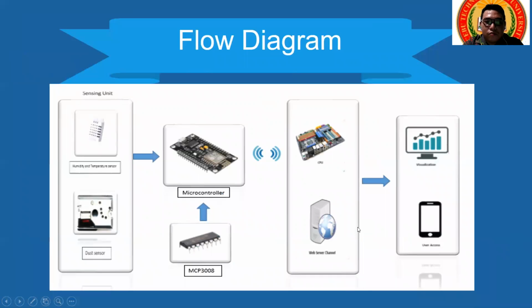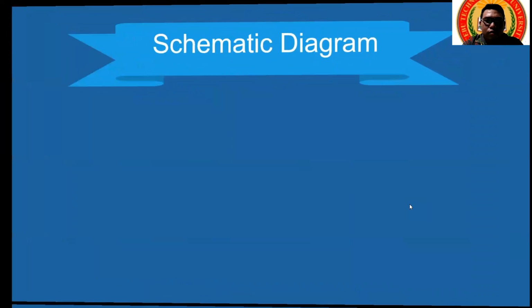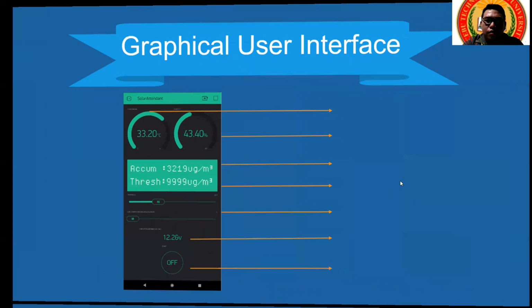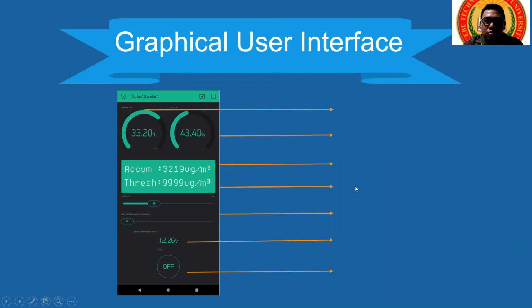So in the flow diagram, we have here the sensing unit. We have the humidity and temperature sensor and the dust sensor. This is processed in a microcontroller, and then broadcast in the web server channel in the CPU, and this can be monitored in the visualization using a smartphone or laptop. So in the schematic diagram, we have also here, and then for the graphical user interface, we have used the Blynk app.